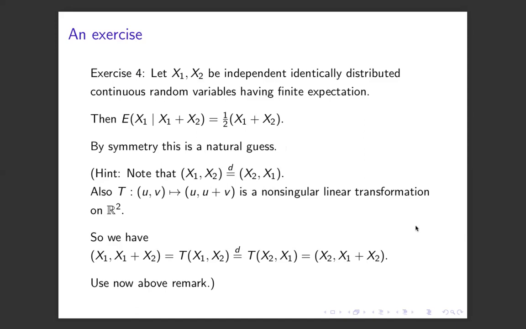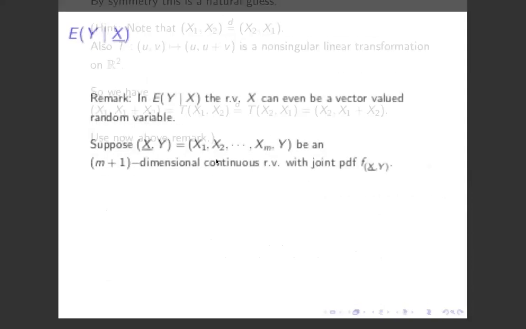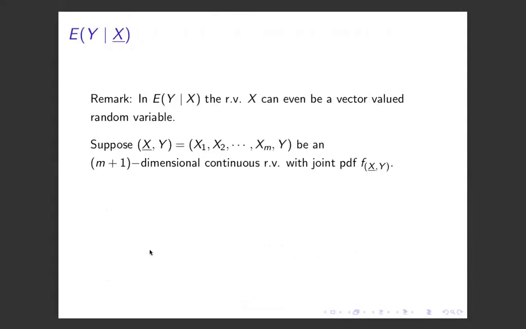Now, we look at the conditional expectation of y given x, where this x can even be a vector-valued random variable. One can imitate the one-dimensional case. So note that x is a vector; however, y is a scalar. In the earlier case, we began with x comma y. Now we have to begin with the vector x comma y.